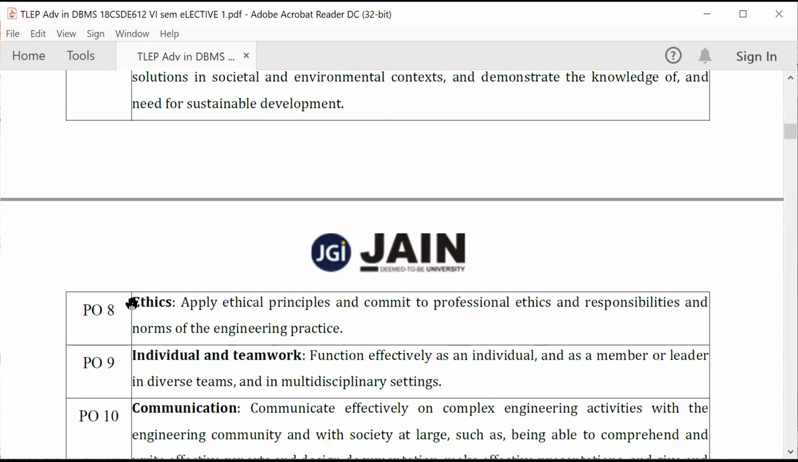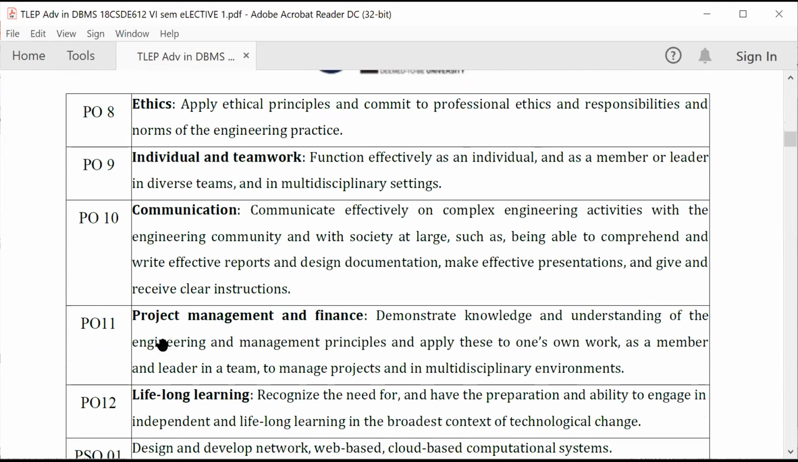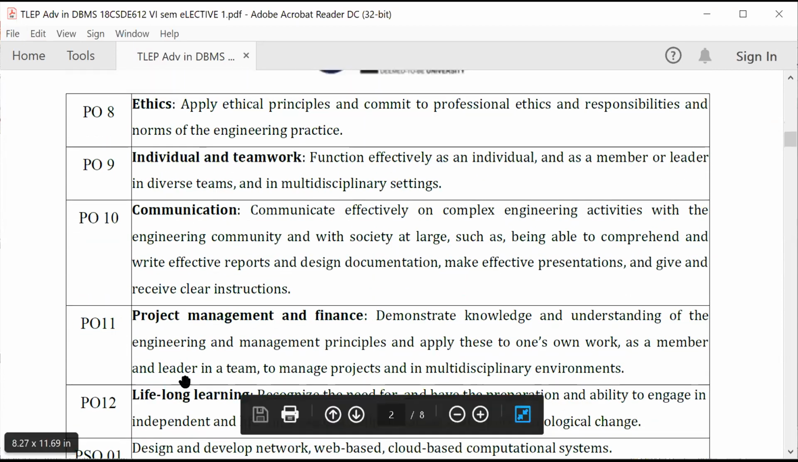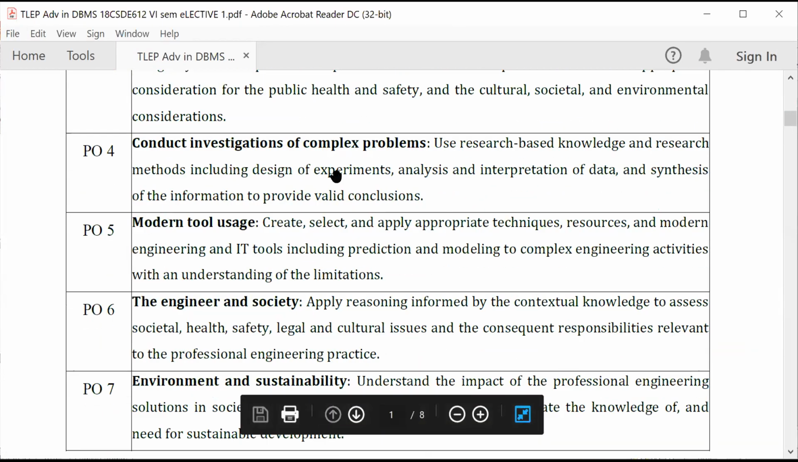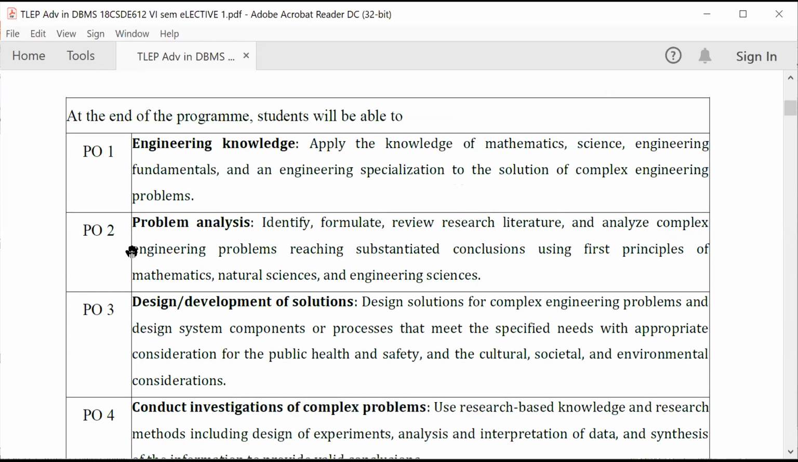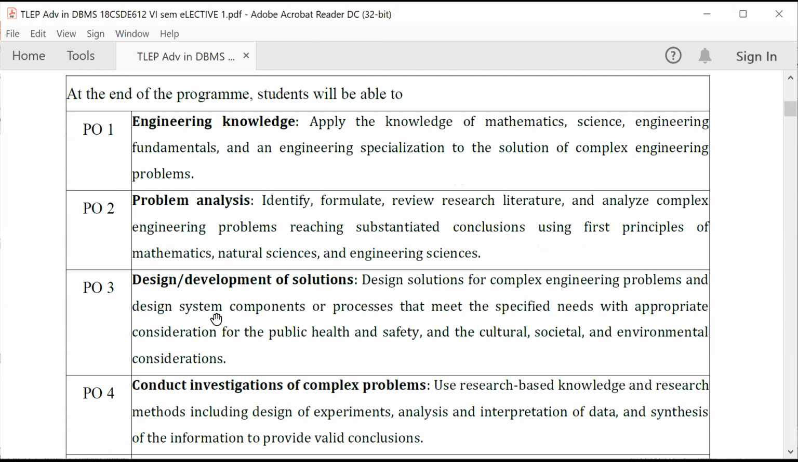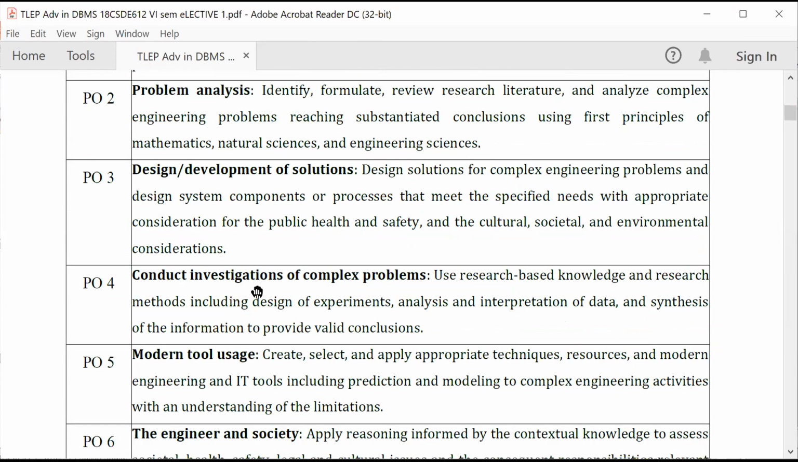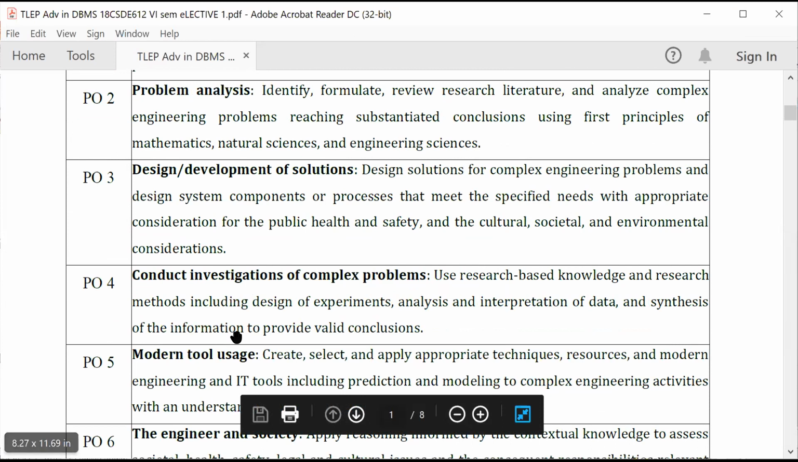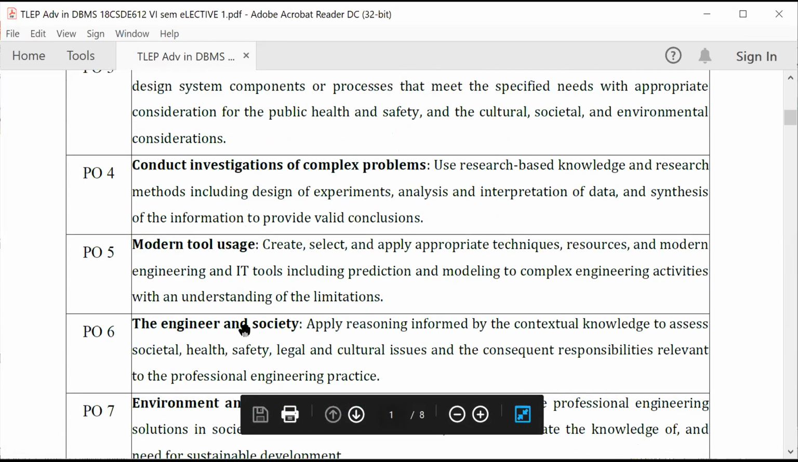When you join the BTech program, when you get the graduation, you are expected to have the following skills, knowledge, and the ability to follow all those concepts. The first program outcome, we already discussed 12 POs. First one is engineering knowledge. All the engineering students should possess engineering knowledge, problem analysis skills, design and development of solutions, conduct investigations of complex problems, modern tool usage, the engineer and the society.